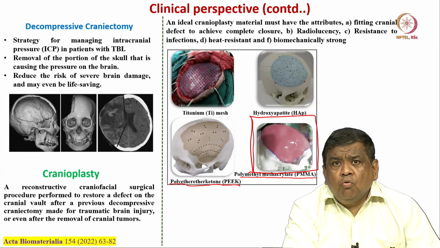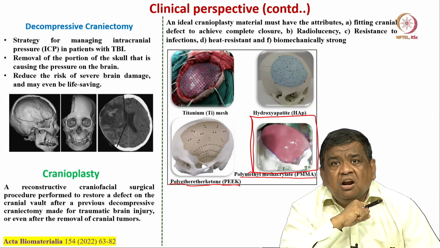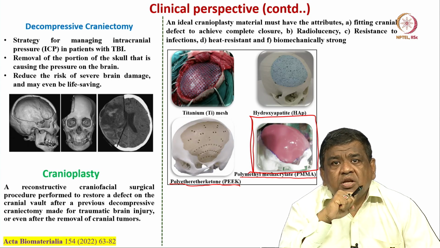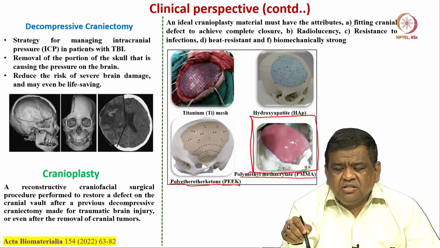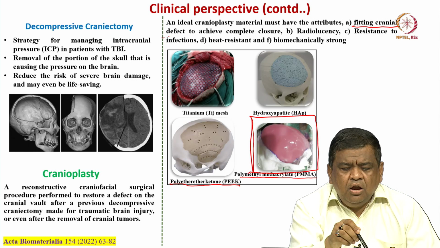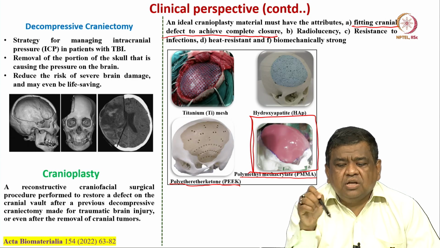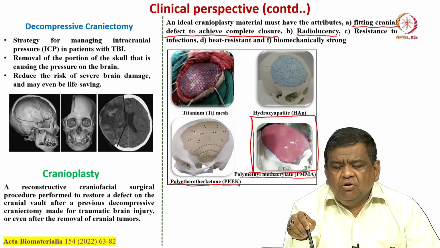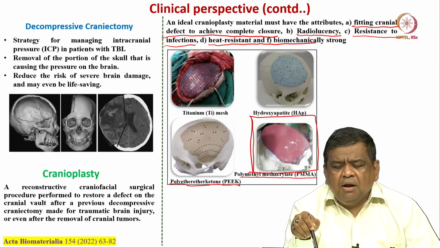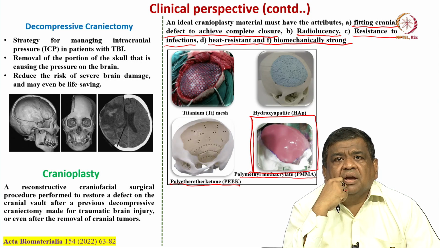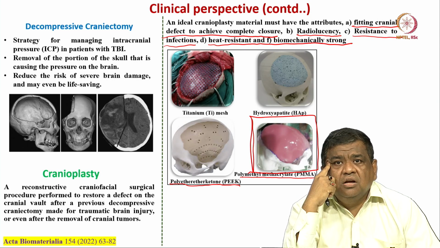So, what are the selection criteria for the materials to be used as bone flaps for cranioplasty surgery? First is fitting the cranial defect to achieve complete closure. The second one is radiolucency, the third one is resistance to infections, and the fourth one is heat resistance, and it should be biomechanically strong. So, these are the different attributes that a biomaterial implant must have.